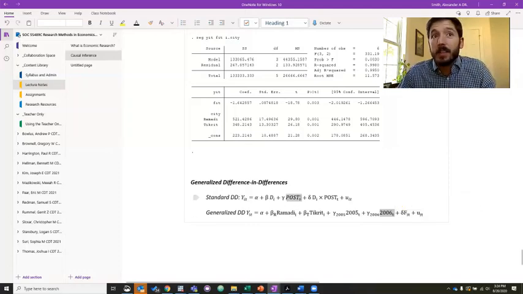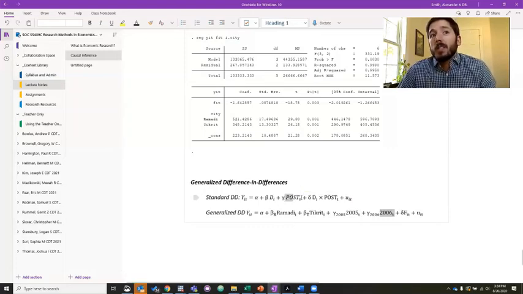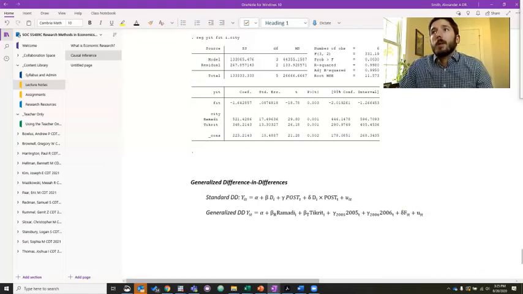It's a bit like how we had this post period, which was getting at what's happening differently in the post period versus the pre period. This is, on average, in both periods, how different the treatment group is from the control group, right? And this is our treatment here, right? And so this is going to be our generalized difference in difference estimate.